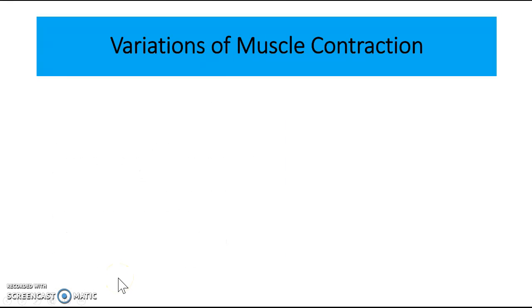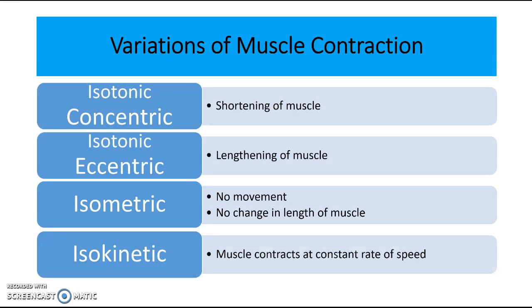So finally, I'm just going to go through a few different variations of muscle contraction. Firstly, there is one type of isotonic contraction called concentric, which is when the muscle shortens during a contraction. And the other type of isotonic contraction is called eccentric, which is when a muscle lengthens during a contraction. An example of a concentric contraction is the biceps brachii during a bicep curl. And an example of an eccentric contraction is the biceps brachii when the elbow is being extended back down from a bicep curl.